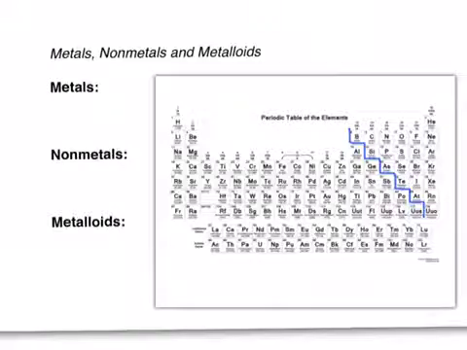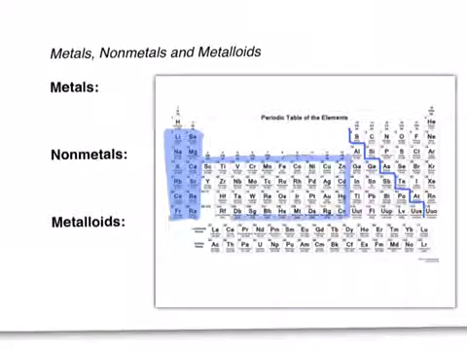Things that are over on the left-hand side of the periodic table are metals. Your book labels them in blue, so I'm going to do the same just to make it a little clearer. So the things over here, so that's the alkali metals and the alkaline earth metals, as you would expect from their names, are metals. And the transition metals, which we talked about, those are also metals.